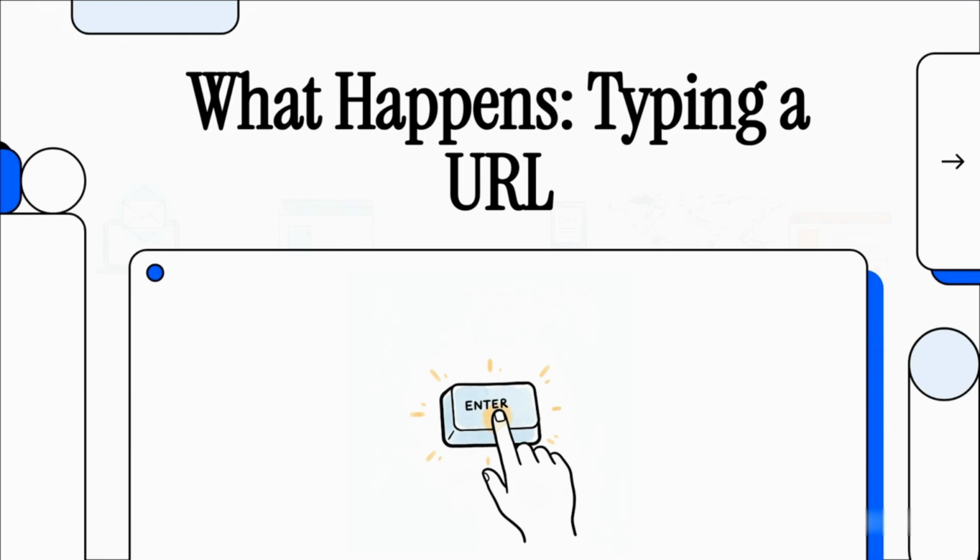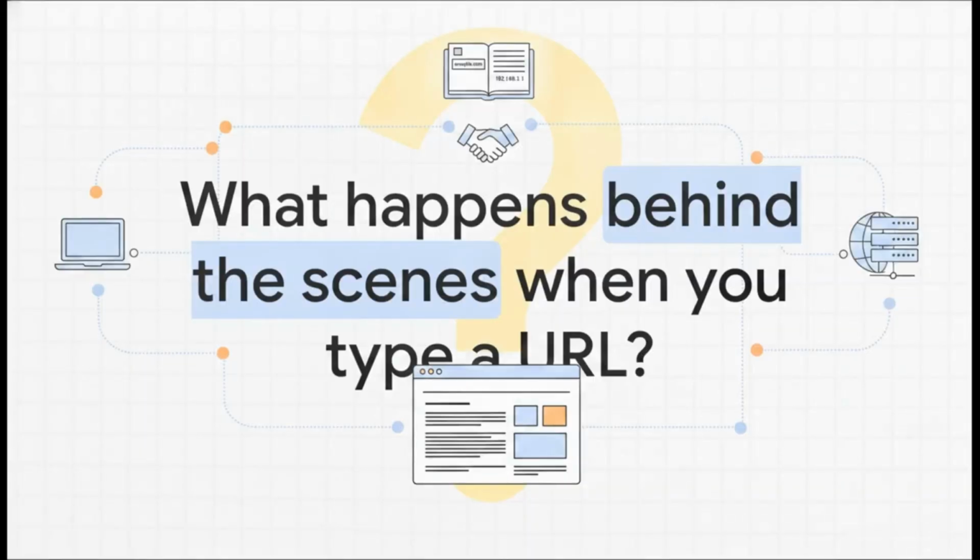I mean, in the fraction of a second it takes you to blink, a massive multi-step micro-journey happens between your device, your local router, undersea fiber optic cables, and servers that might literally be on the exact opposite side of the planet. So, what exactly happens behind the scenes when you type a URL and press enter?